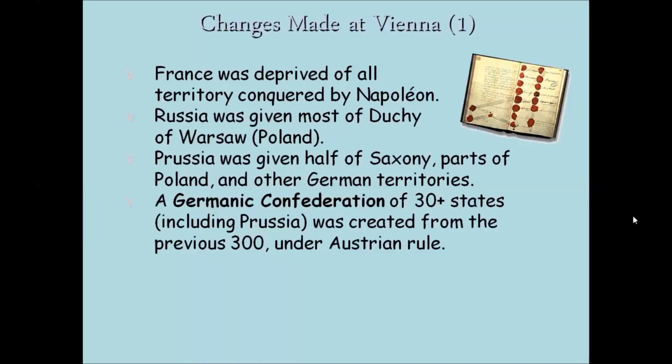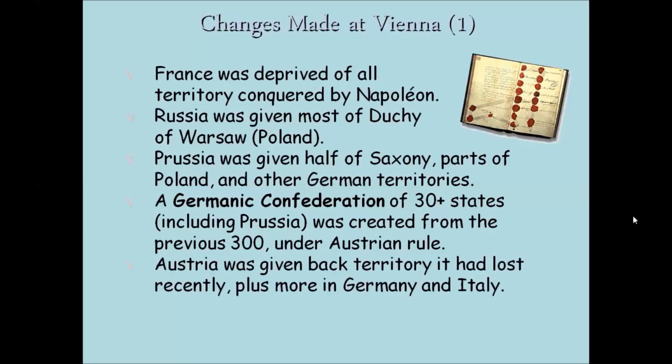They will set up the German Confederation, which will actually be a compilation of 39 states under Austrian rule. Metternich was the head of the Congress of Vienna. He kind of ran the show, so he got Austria in charge of the German Confederation. However, Prussia is later going to think that they should be in charge. Austria's given back territory it had lost recently, plus more in some of the German states, and it's given Italy. So Austria is a real big winner here.